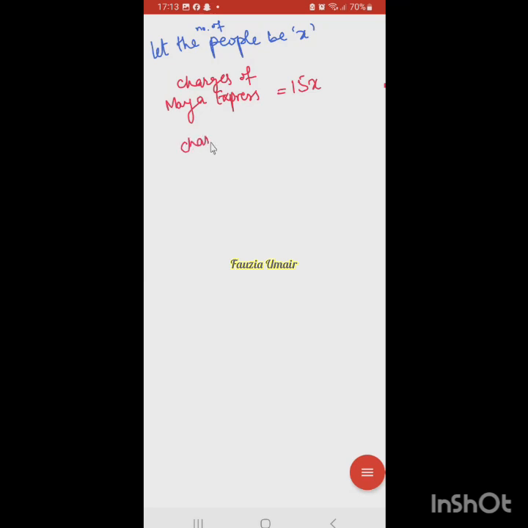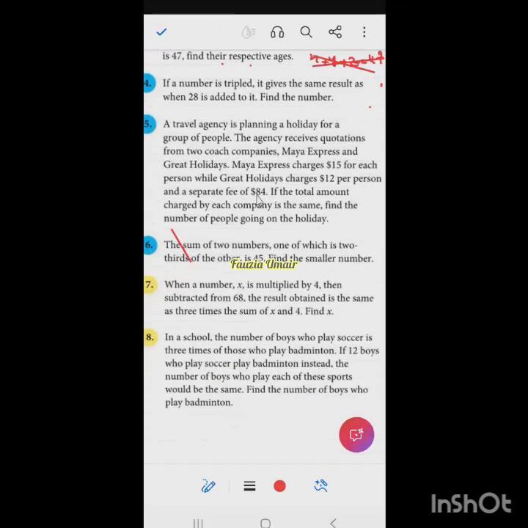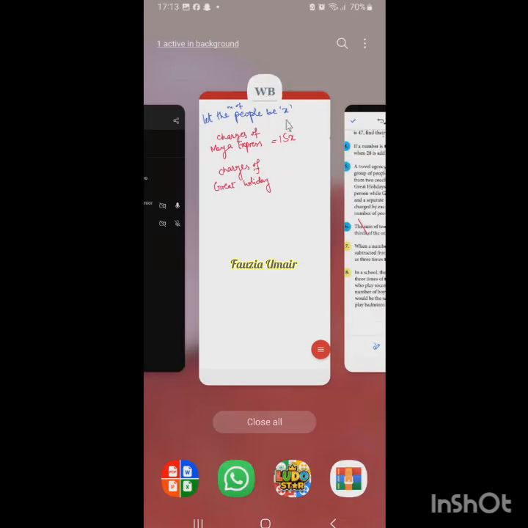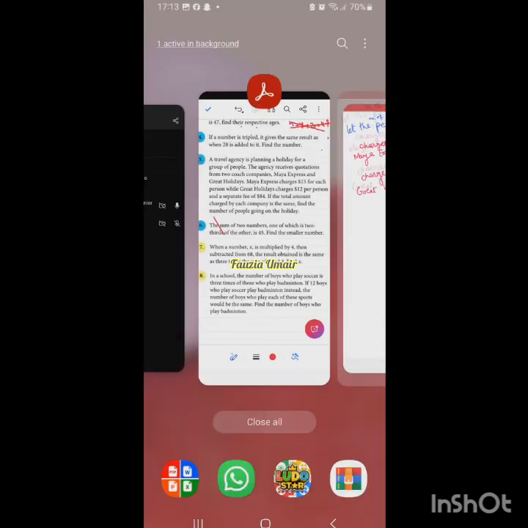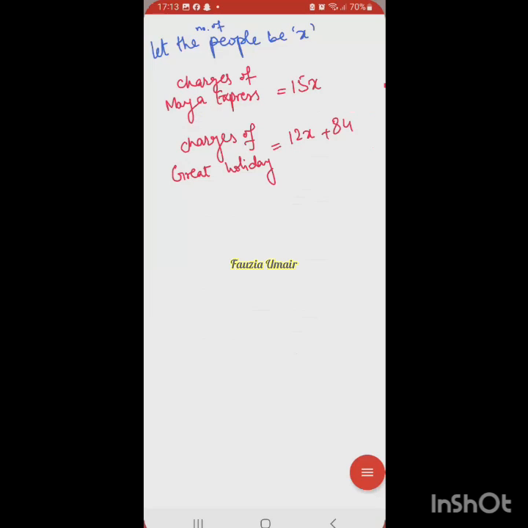So now what are the charges of the other company, Great Holiday? उन्होंने क्या कहा है? उन्होंने कहा है कि they will charge $12 per person, but they will charge a separate fee of $84. So they are saying that we will charge $12 for the 12x, plus they will charge an additional $84. Is this clear or not? Ma'am, it is clear.